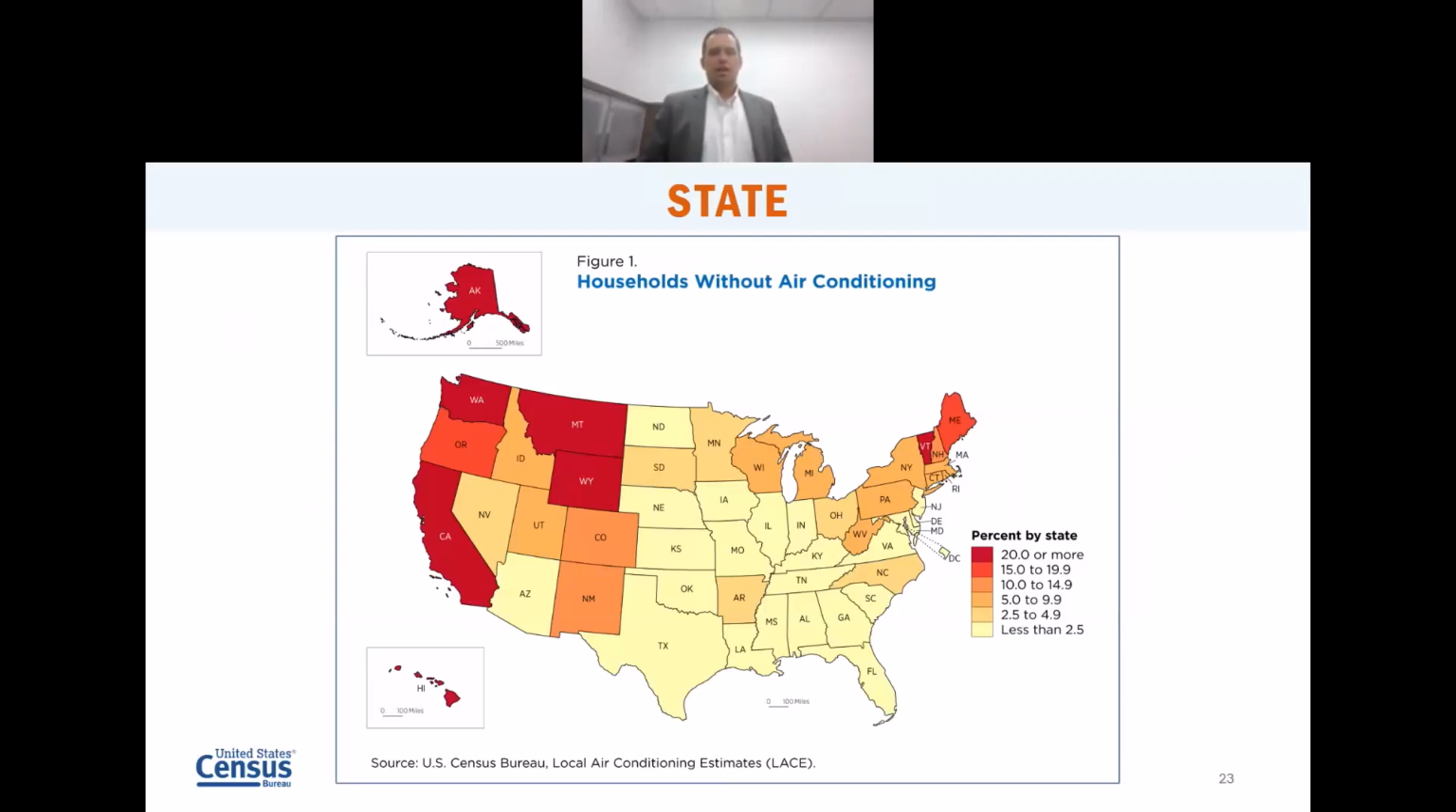Nationally, the American Housing Survey has it at about 7% of the population doesn't have air conditioning in the household. But with our LACE estimates, we're able to see that there are a number of states where that percentage is much higher, especially in the Pacific division of the country, as well as Montana, Wyoming, in the New England area, as well as near Four Corners. This is a higher state level rate.